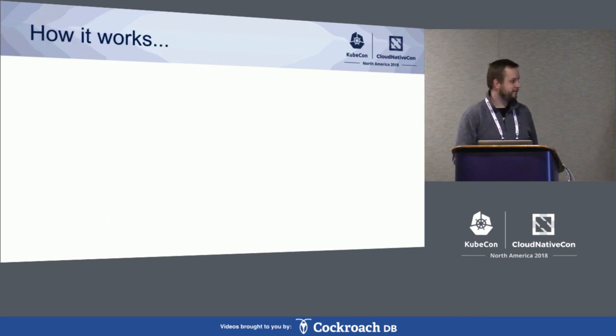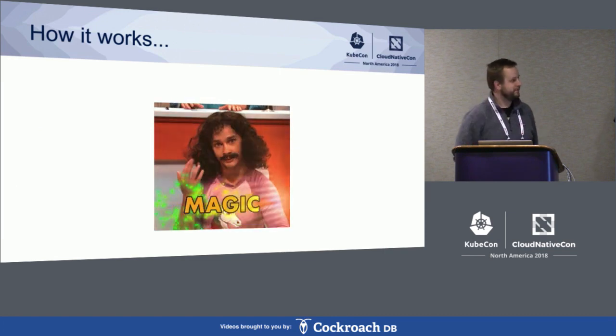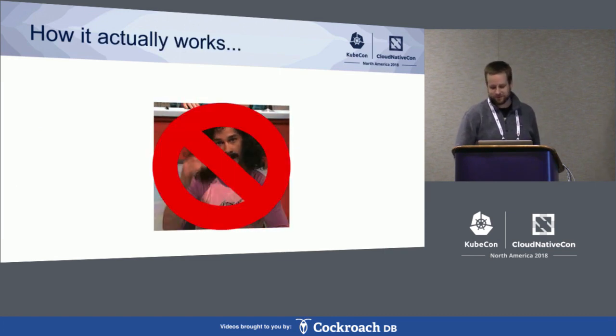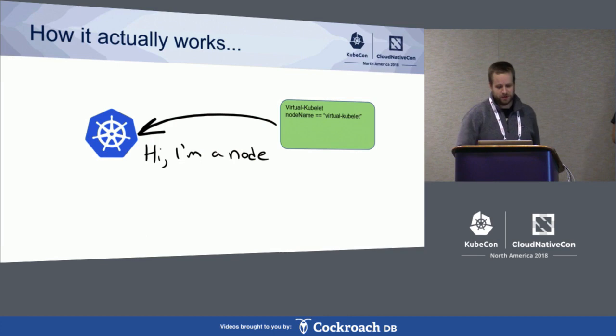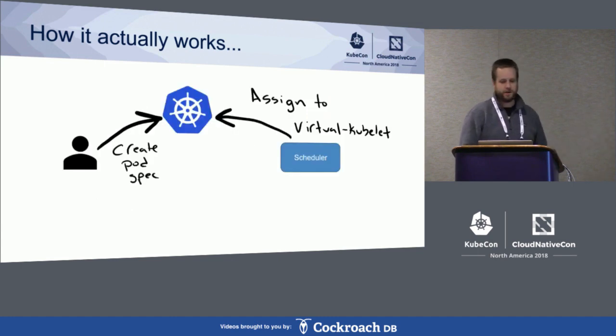So how does it work? That's pretty much it. Like, it's magic, but no, not really. It's not magic at all. So this might look familiar. Virtual Kubelet comes up, says, hi, I'm a node. Hey, node. User creates a pod. Kubernetes schedules the pod to Virtual Kubelet.